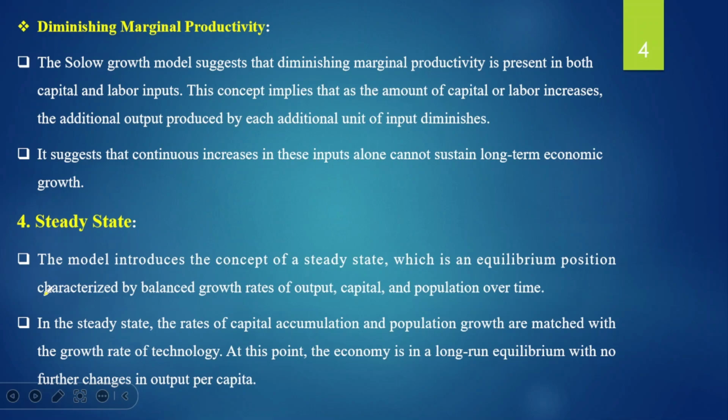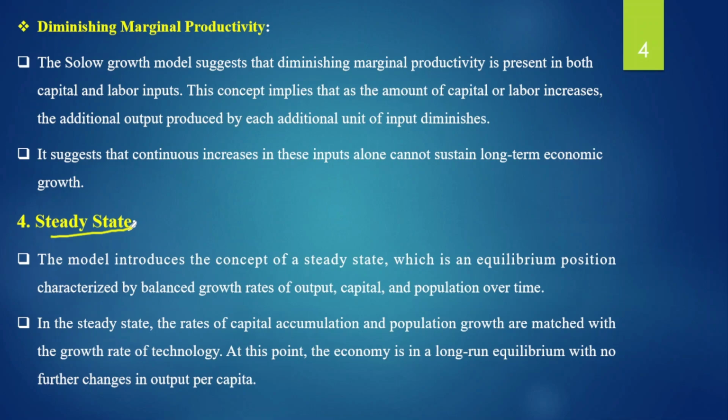right? ኪሳራ ሊያመጣ ይችላል ማለት ነው። ሌላ ደግሞ በሶሎ ሞዴል ላይ ሌላ important factor steady state ነው, right? steady state ምንድነው? ፖይንት አለች ግራፉ ላይ ስታዩት steady state ትባላለች። So the model introduces the concept of steady state, which is the equilibrium position characterized by balanced growth rate of output, capital and population over time ነው። እዚህ ጋር steady state ማለት ምንድን ናት? equilibrium ማለት ነች, right? የህዝብ መጠን ሊሆን ይችላል፣ outputችን፣ capitalችን፣ populationችን equilibrium position ላይ የሚቀመጥበት ቦታ ናት, right?